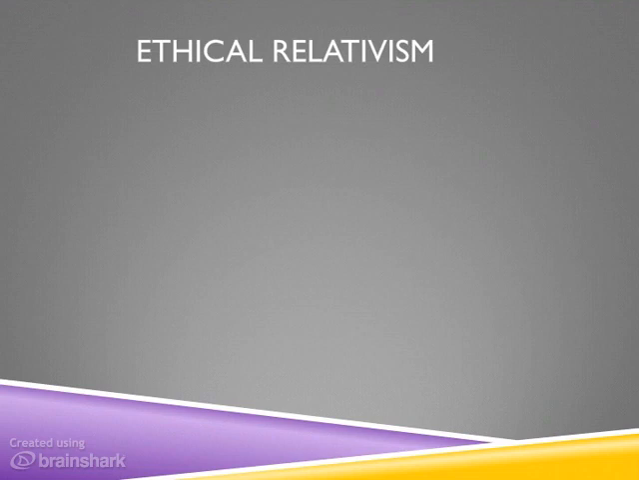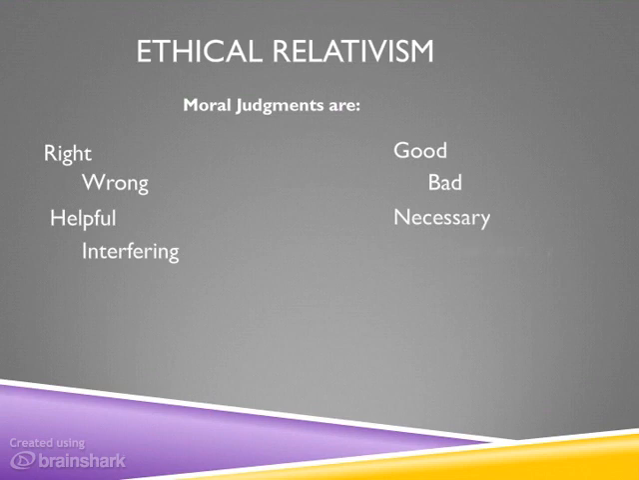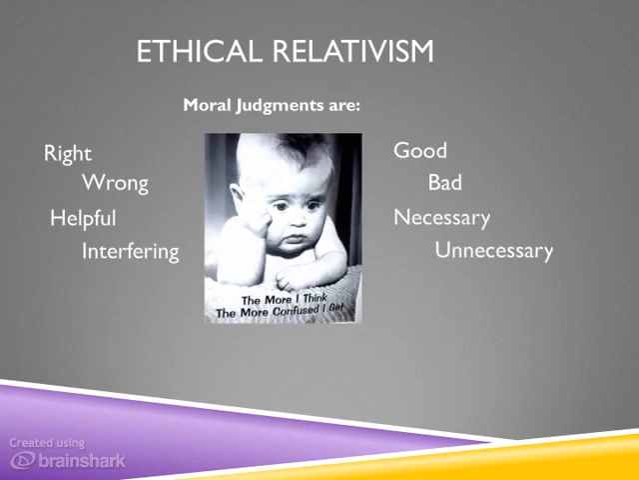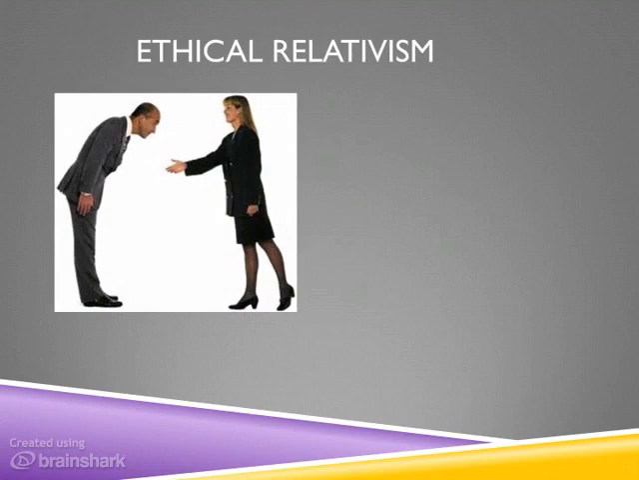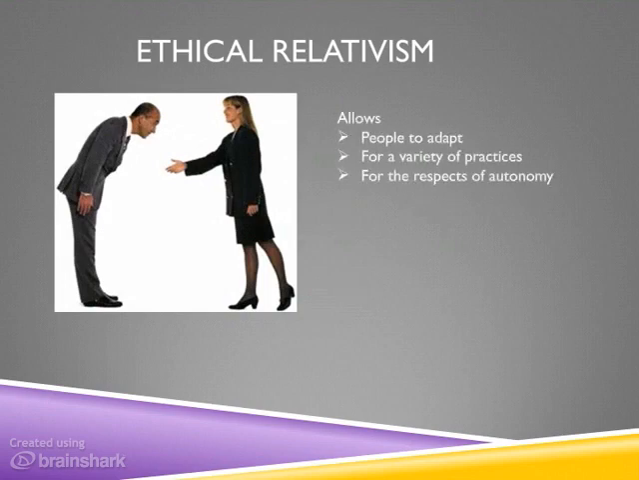Ethical relativism is the first theory that we're going to study that deems morality to be relative to the norms of your culture. The decision as to whether an action is right or wrong depends on the moral norms of the society in which it is practiced. This causes a lot of confusion when someone is faced with an ethical issue. It allows people to adapt and respect autonomy. An action can be morally right in one society but be morally wrong in another.